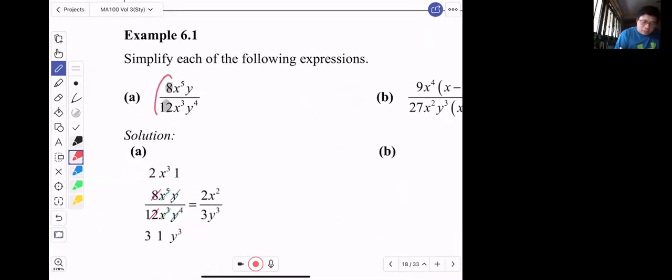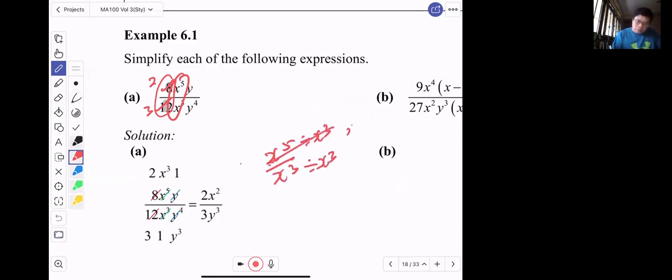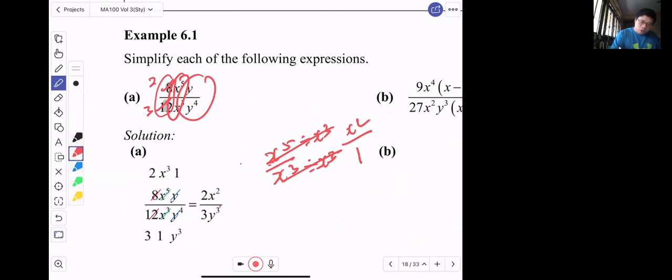Basically, this one can cancel. Divide by 4, 2/3. X power 5 divided by x power 3, you divide by x power 3 top and bottom. This one becomes x power 2, x power 1, 0. Then y will give you y power 3. So this portion gives you this portion, this portion gives you this portion, like that. So I put the numerator and denominator together.